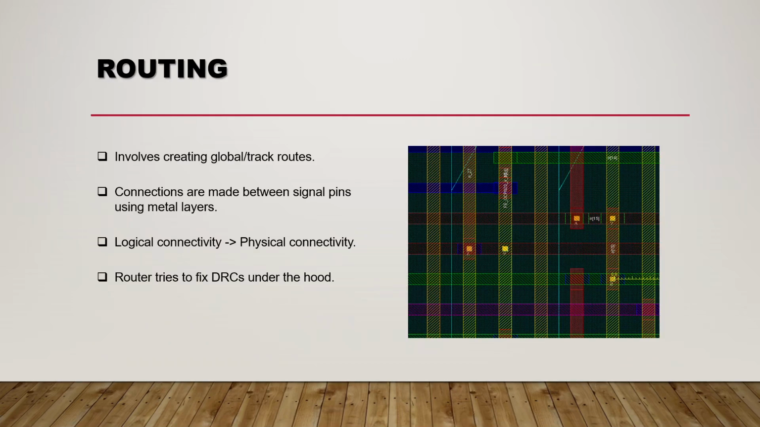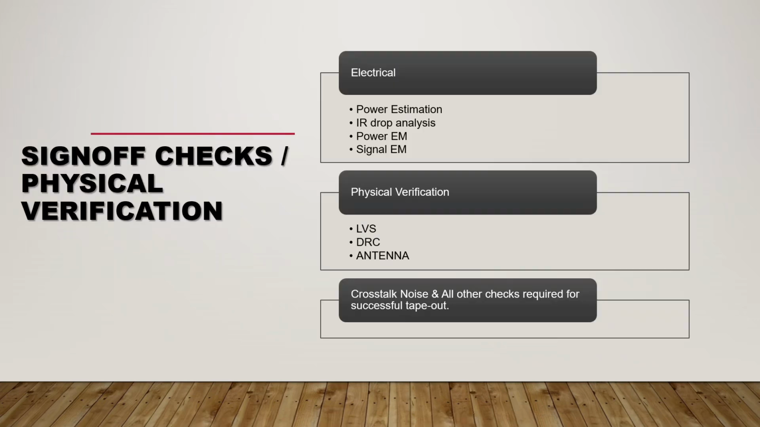And this is routing. Routing is nothing but connections. You need to do the wiring connections. So you need to involve creating global or track routes. Connections are made with signal pins, logical connectivity, routers. So this total comes in the routing.